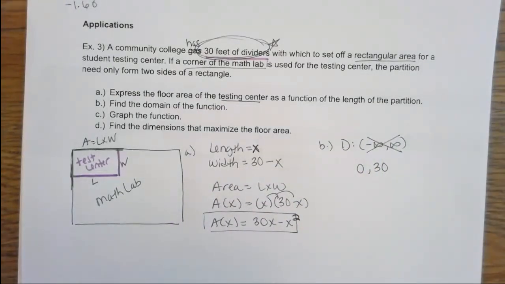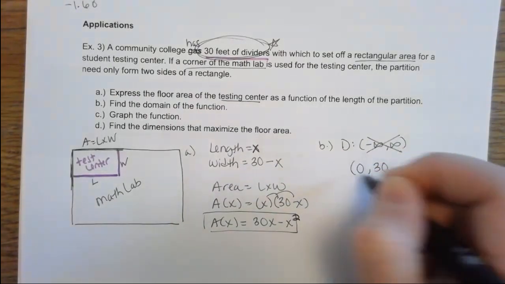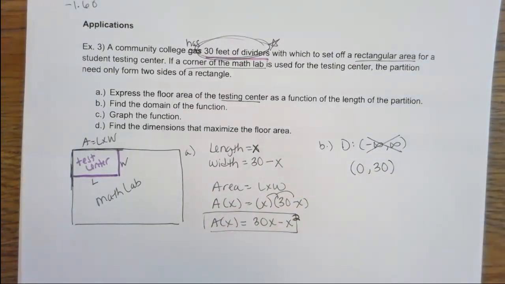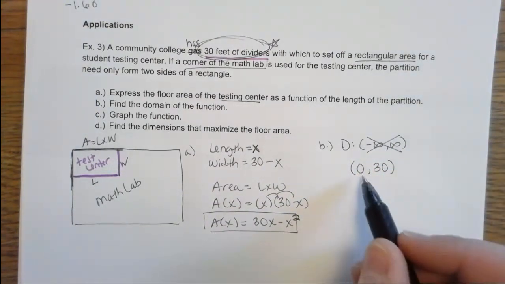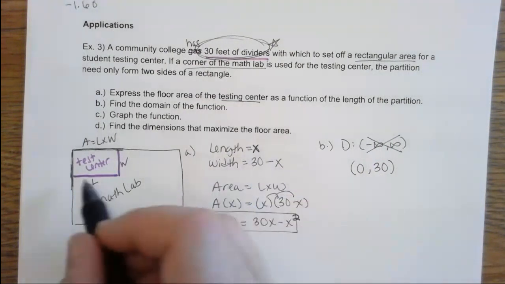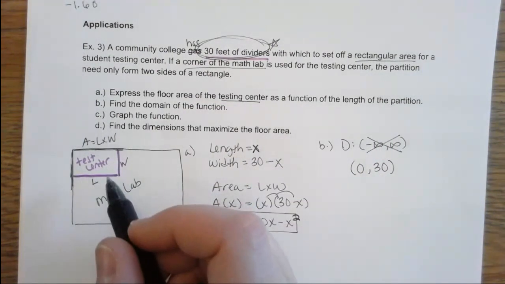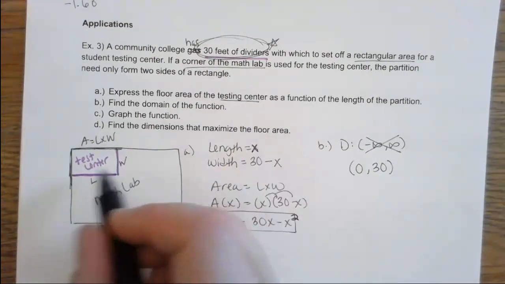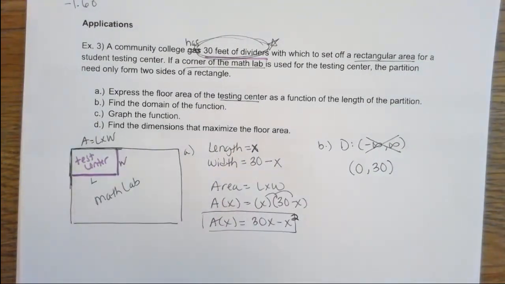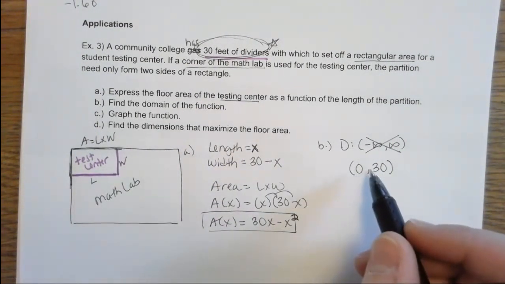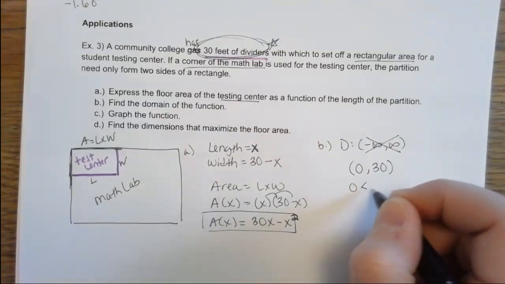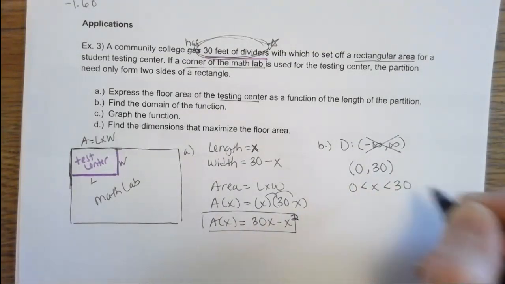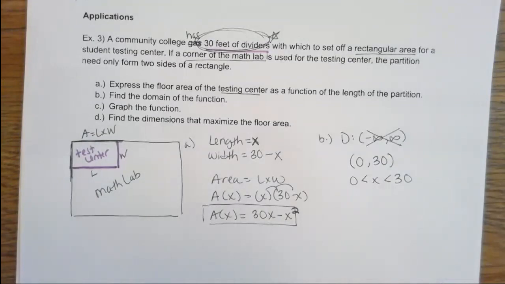Now the other thing is I actually do not want to include the end values here. The reason is that if the length was 0, then I would only have one wall. I wouldn't end up creating two walls, right? Or if my length was 30, again, I would not have any material for a second wall. So our domain has to be strictly between 0 and 30. So not equal to, but strictly greater than 0 but less than 30, and that would create two walls, not just one.